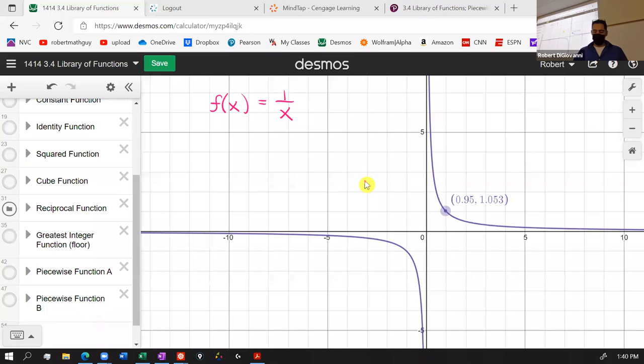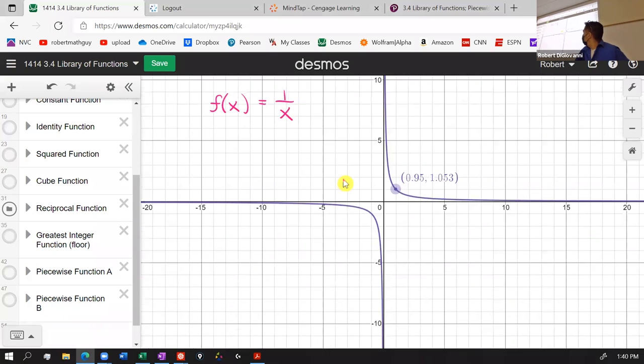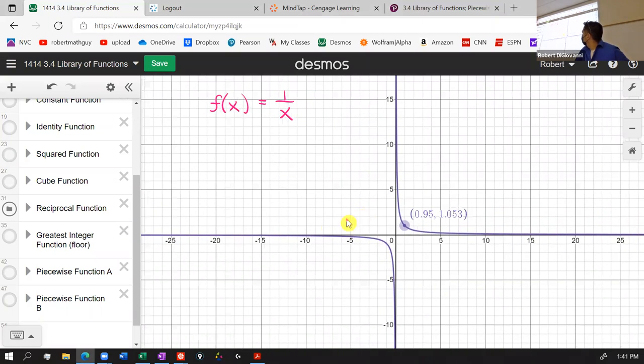Let's look at this function for a minute. Zoom out on it there. Look at what it's doing. To the left, it looks like it's flattening out. As it comes towards zero, it looks like it drops down. Then over here, it goes up. And then to the right, it kind of flattens out again. Yes.